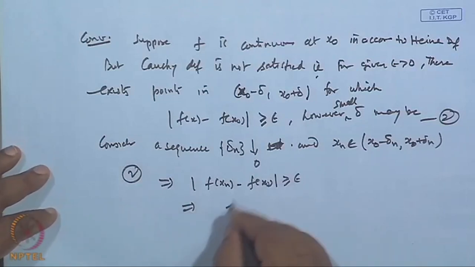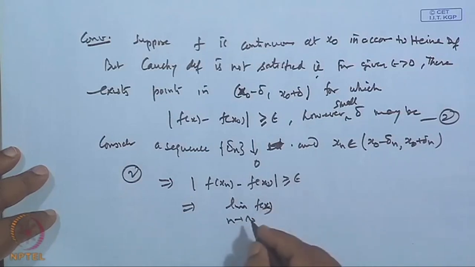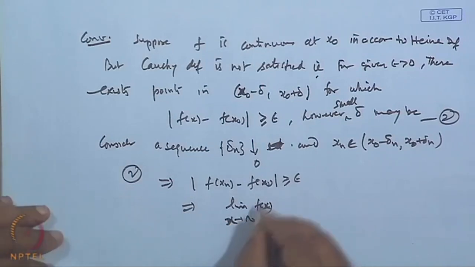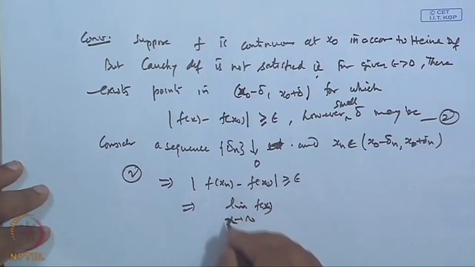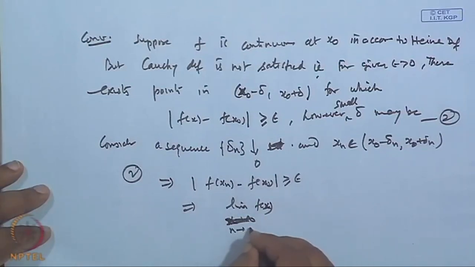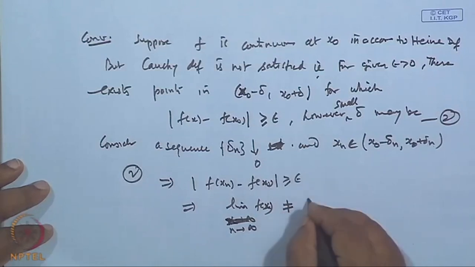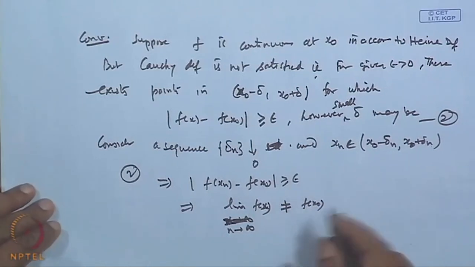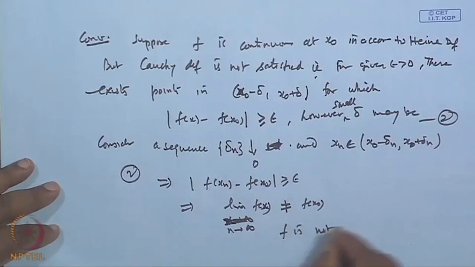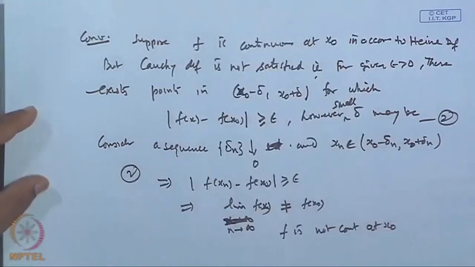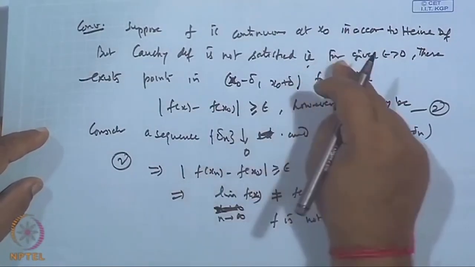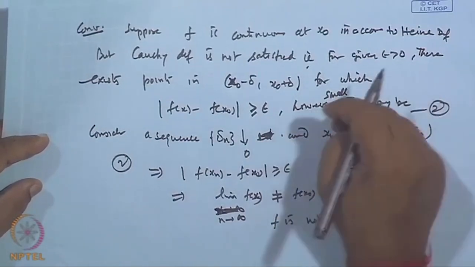This shows the limit of f(xn) as n tends to infinity, that is, as x tends to x naught, is not equal to f(x naught). So function f is not continuous at x naught. All this contradicts Heine's definition. Therefore, the assumption that Cauchy's definition is not satisfied is wrong. Thank you very much. So this was the equivalence of the two definitions.